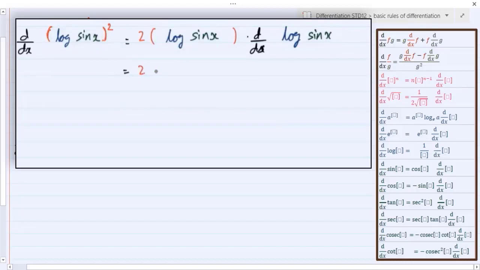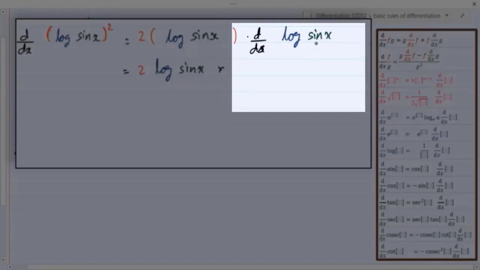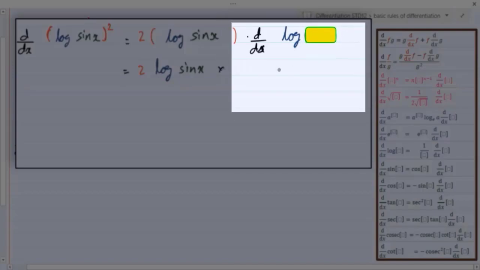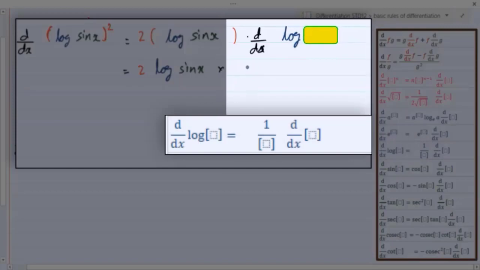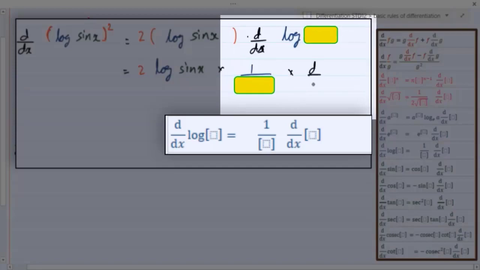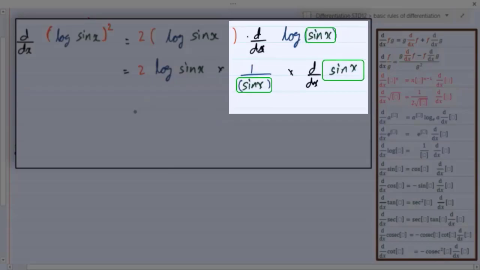Now this 2 log sin x will stay as it is. We just have to focus on the differentiation of log sin x. Again we have a combination of two functions. Log is the outer function, sin is the inner function. So let's consider a box around the inner function. We just have to differentiate log box, which is 1 by box into differentiation of box. Within the box we have sin x.